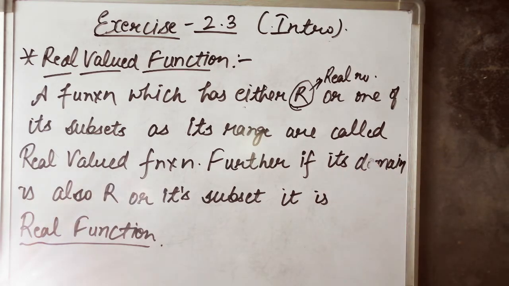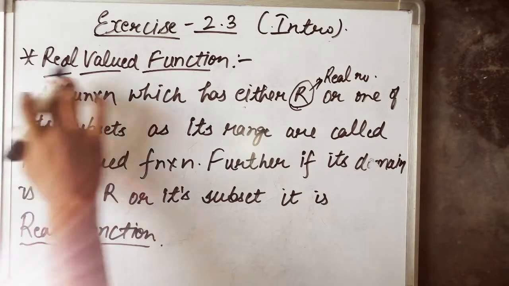If the domain of the function is also a rational number or a real number or its subset, then the function is called a real function. Now let's take the 12th example, but before that pause the video to write it down.